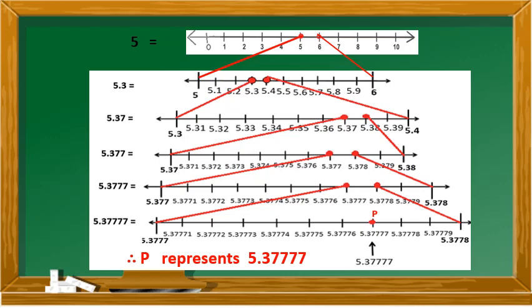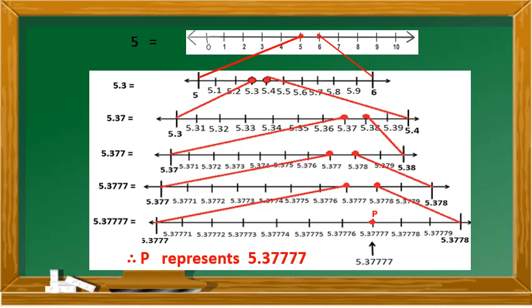Now circle 5.3. So we have represented. Now see where 5.37 lies. So we know it lies between 5.3 and 5.4. Circle 5.4. Now we have to draw the next number line, divide it into 10 equal parts and represent the points that lie between 5.3 and 5.4 because 5.37 lies between these both. Now start marking the points as 5.31, 5.32, 5.33 and so on till we get 5.39 and at last 5.4.